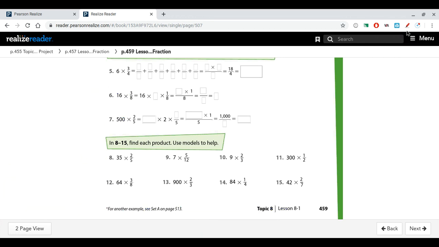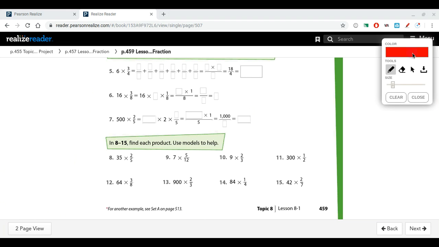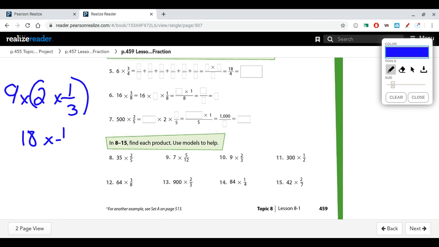Okay, let's go ahead and take a look at number 10. So I have 9 times 2/3. So I'm going to go ahead and I'm going to do associative property first this time. So I have 9 times 2 times 1/3. So this right here represents my fraction. I'm then going to go ahead and I'm going to multiply 9 times 2. So 9 times 2 is going to be 18 times 1/3.